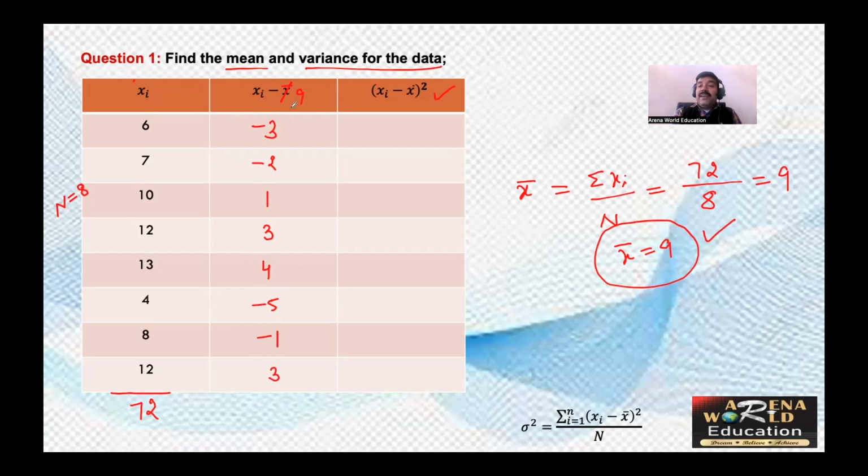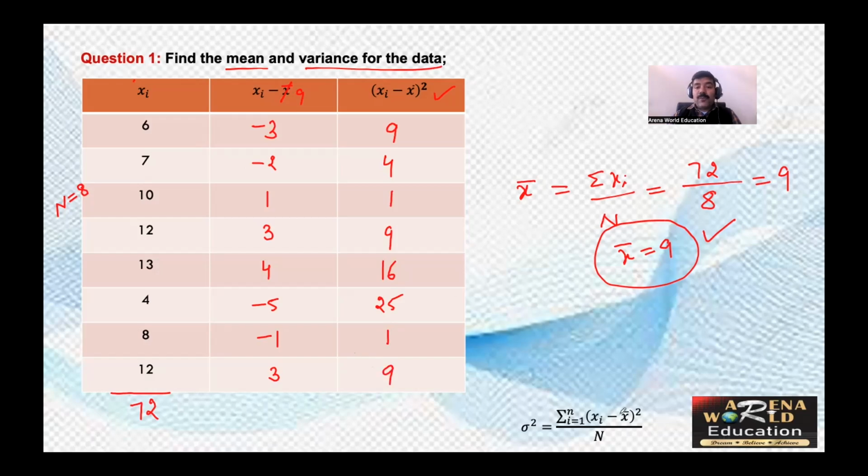When we were calculating mean deviation, what was the next step? We were finding the absolute value of these deviations. But here, in case of variance, what is the next step? We will simply find the square of all these deviations. So minus 3 square, it will be yes, plus 9, minus 2 square, it will be plus 4, 1 will be as it is, 3 square will be 9, 4 square will be 16, minus 5 square will be 25, minus 1 square is 1, and 3 square is 9.